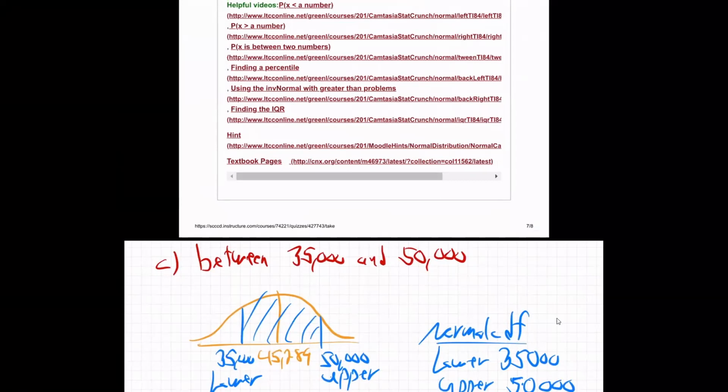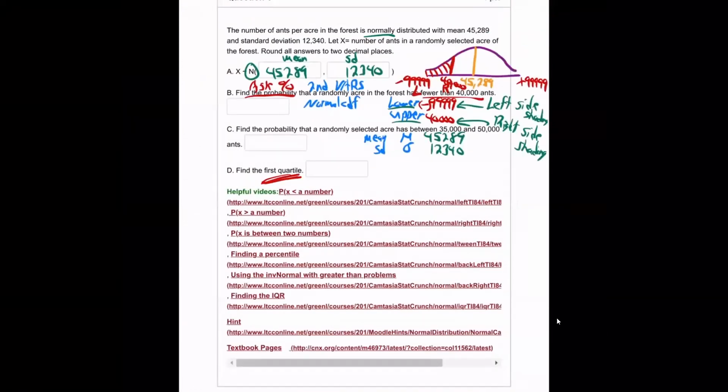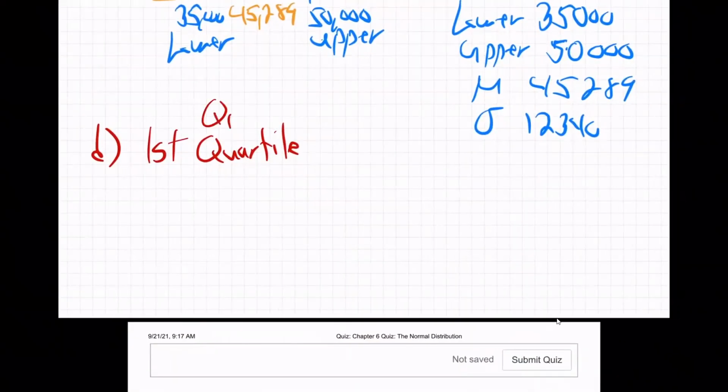Let's see here. Where is it? Quiz chapter 6. Yeah, good. I got it back. Yeah, Q1's the same thing. Mine says first quartile. First quartile or Q1, those are the same thing. What if it says upper quarter of percent? That'd be Q3. Let me get to that in a second.